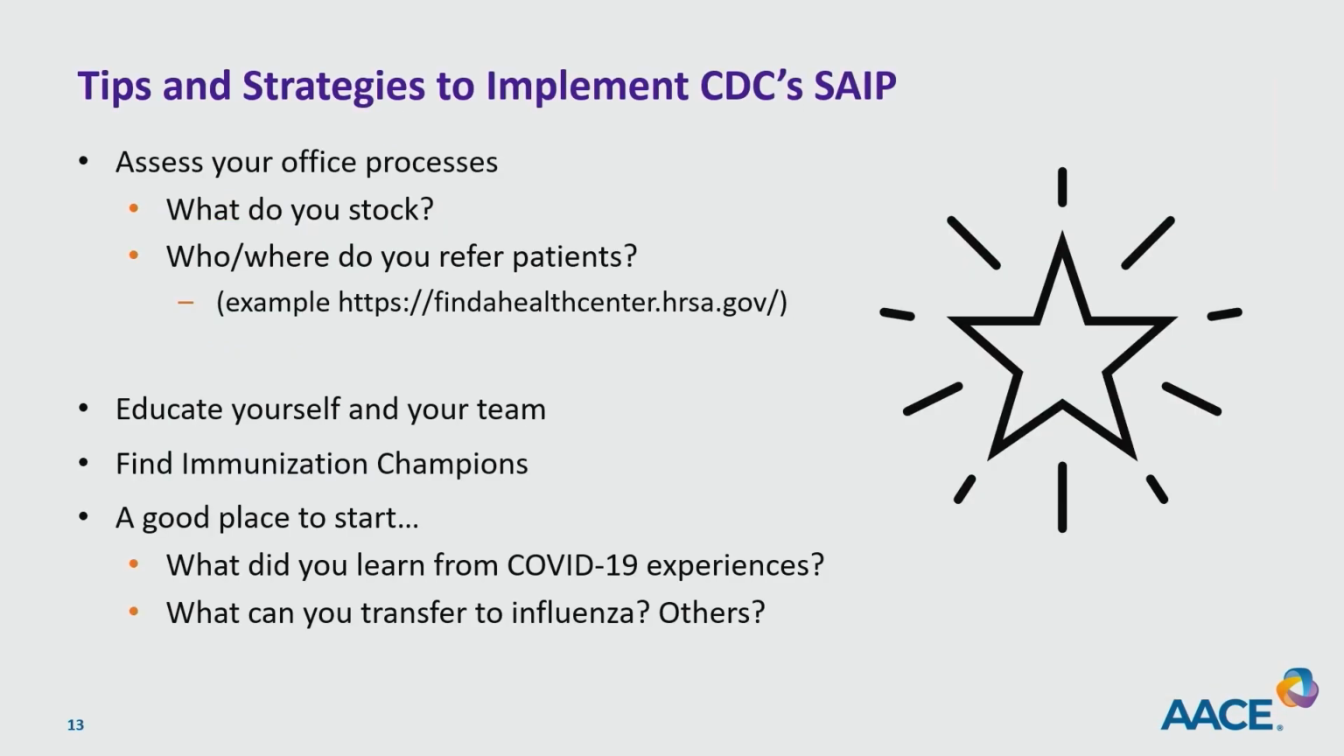So some tips and strategies, I already mentioned some of these in the course of our discussion. Assess your office process. Determine what vaccines you have in stock, and then what you don't have, and when you refer your patients, where you refer them to. Make sure to educate yourself and your team to be able to identify what the patient's needs are. Find immunization champions. Immunization champions are people that are advocates, that are visible in your practice, that promote vaccinations. That has been shown to be effective in increasing vaccination.